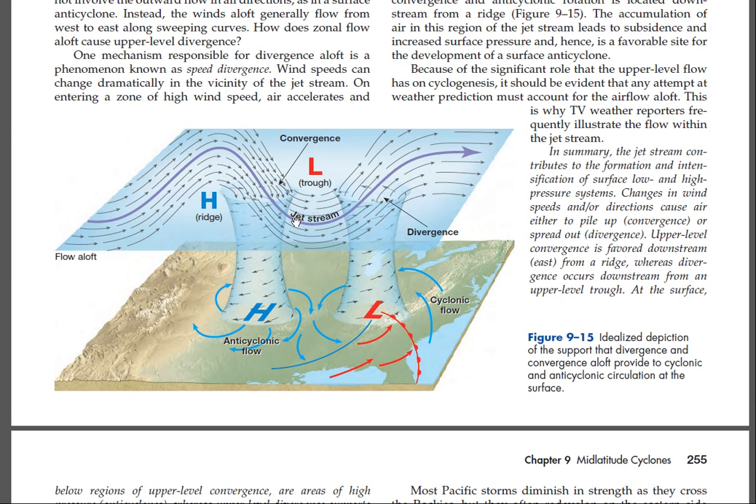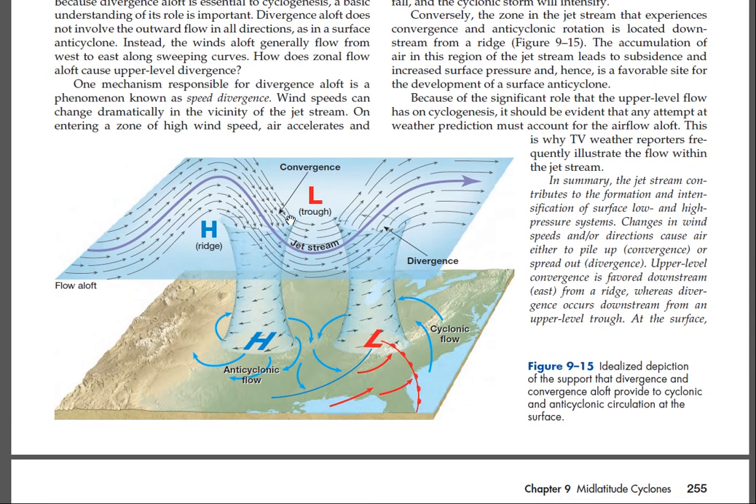Like a cyclone, an anticyclone depends on the flow aloft to maintain its circulation. In an anticyclone, divergence at the surface is balanced by convergence aloft and general subsidence of the air column, Figure 9.15.